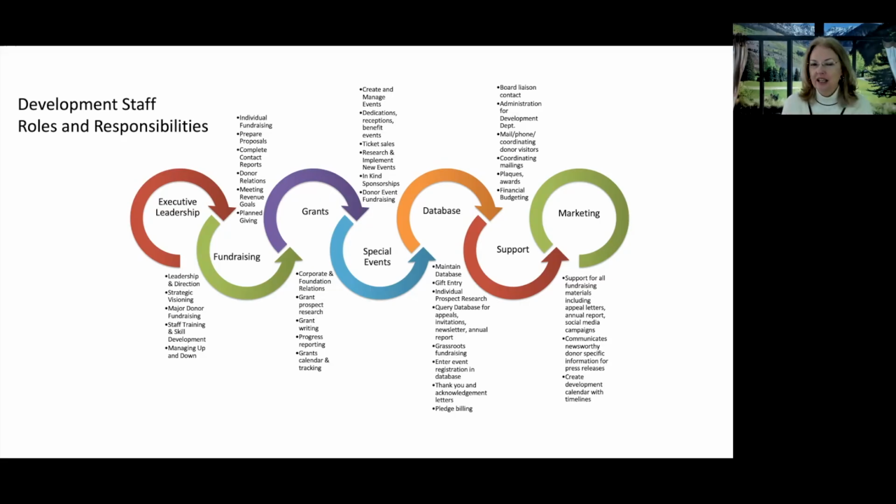And another question I get a lot is, does that position have to be called executive director? And it doesn't. Sometimes you'll see CEO, chief executive officer. Sometimes you'll see president. Sometimes you'll see president and CEO. And so it just depends on what title you would like it to be and what the board would like it to be.